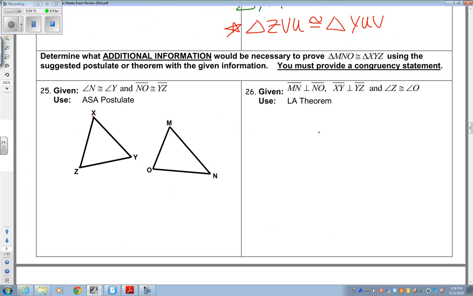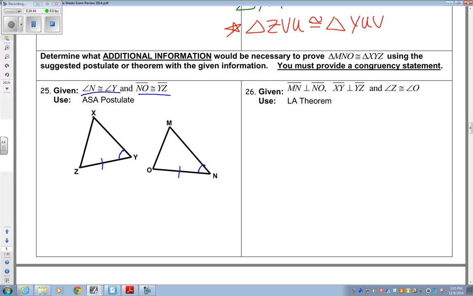It's 25. That's what you're asking about. Everyone look at 25. One of your bullets is saying, can you give the additional information needed to prove by a postulate? So mark your given. It's given that angle N is congruent to angle Y, so we put arcs there. And it's given that NO is congruent to YZ, tick marks.